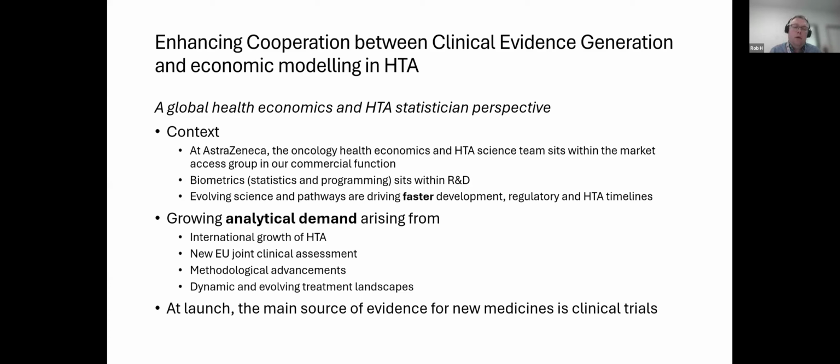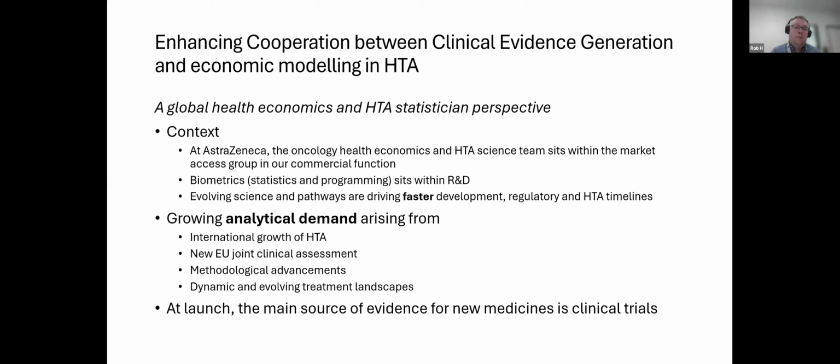We're also seeing growing analytical demand from a global perspective. So I sit within our global function, and we see a growth of HTA around the world, which increases the number of requests we get. We have the EU Joint Clinical Assessment, which has come into force for oncology this year as well. I won't talk too much about that today, but it does have an impact on our workflows.